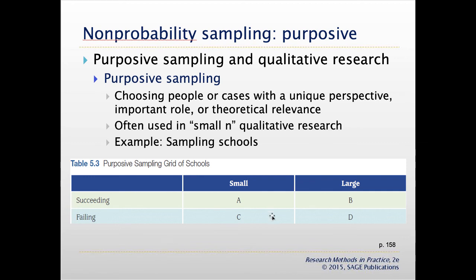So here we have an example about sampling schools, and we want to get small succeeding schools and small failing schools. We want to contrast succeeding and failing within both small and large, and we want to contrast small and large within succeeding and failing, getting at the drivers of success and failure and how they might differ between small and large schools. Okay, that's it for non-probability sampling.